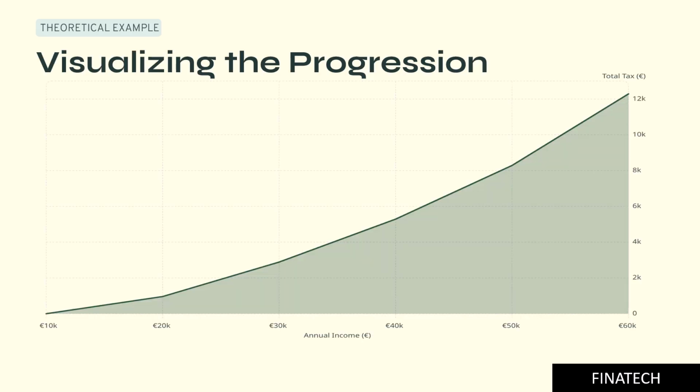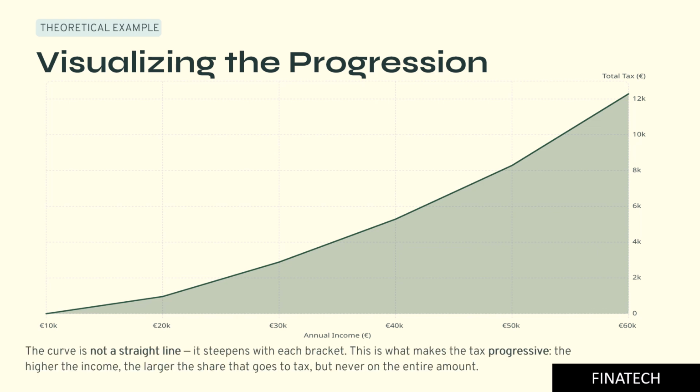Visualizing the progression of your tax. The curve is not a straight line. It steepens with each bracket. This is what makes the tax progressive. The higher your income, the larger the share that goes to tax, but never on the entire amount.